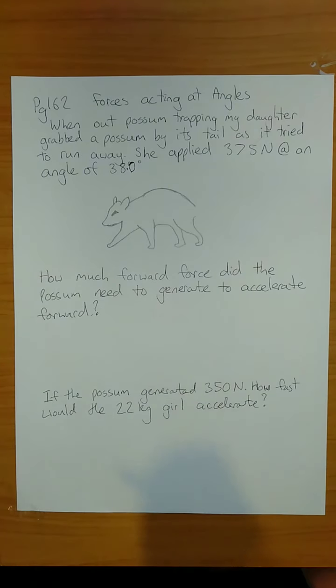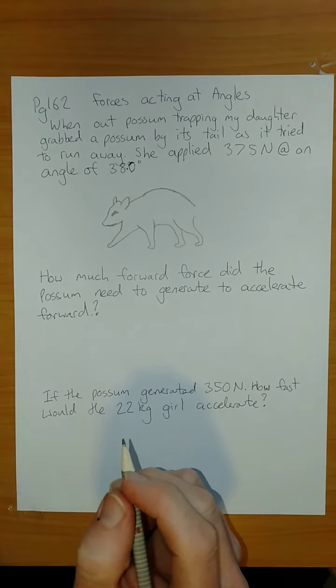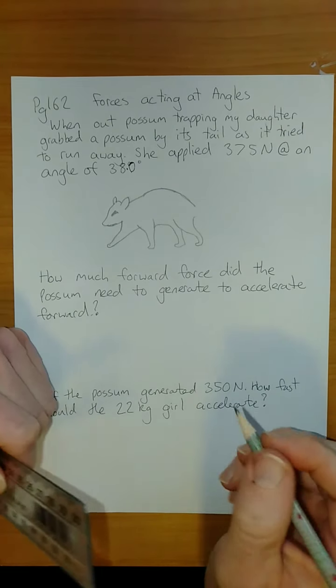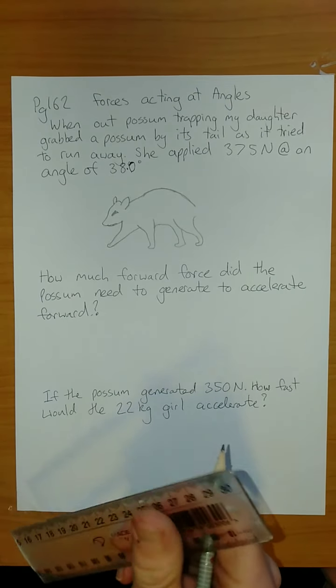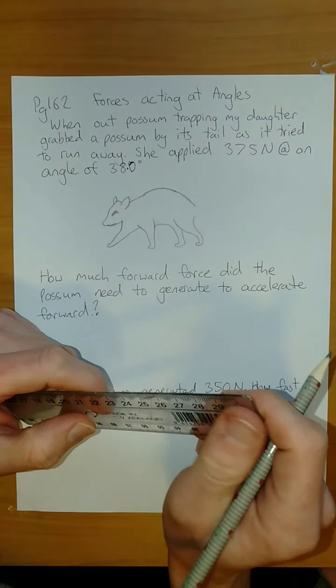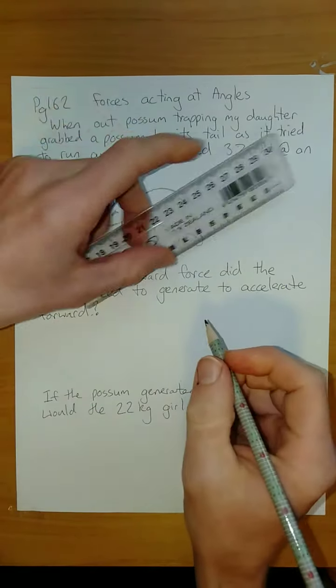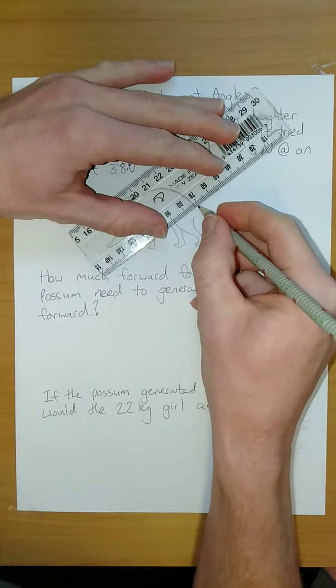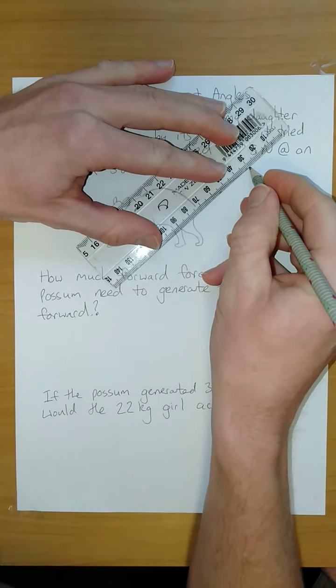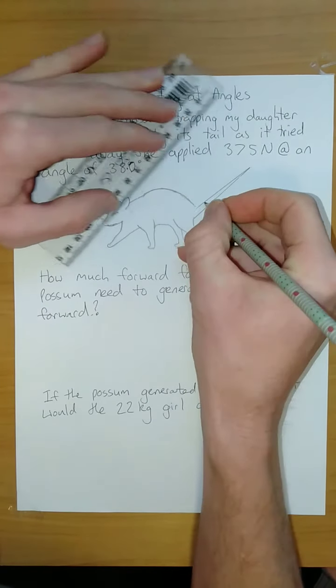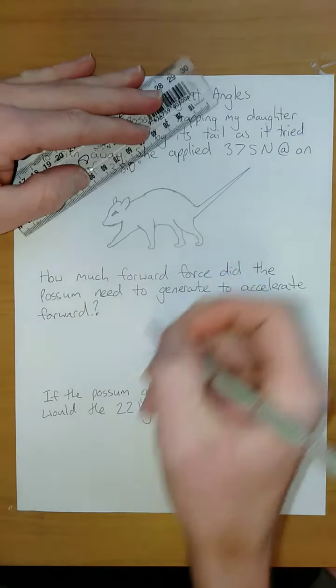Today we're going to be doing forces acting at angles, and this question here is one I made up about a possum. So I was out trapping with my daughter in the weekend, and she grabbed the possum by its tail as it was trying to run away. So she's grabbed it, but its tail's up on an angle here, like that. We'll draw in the tail, something like that, and she's been pulling on it really hard.